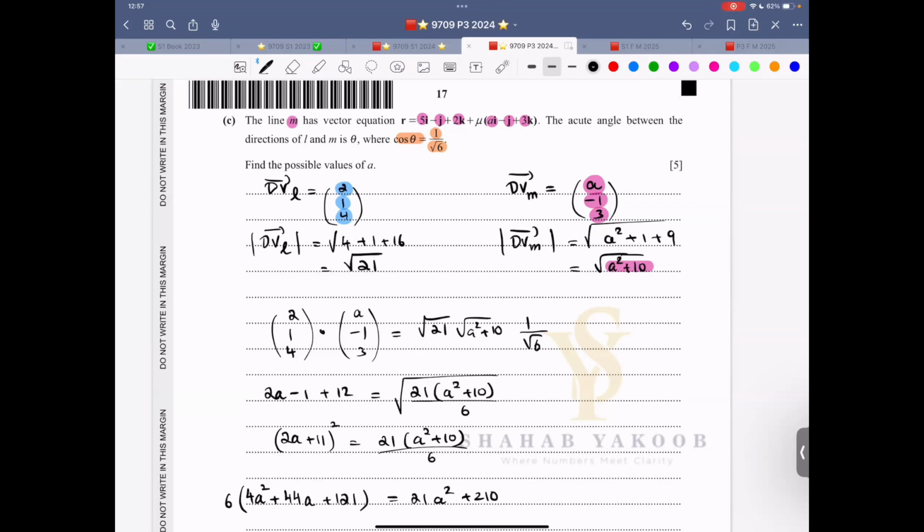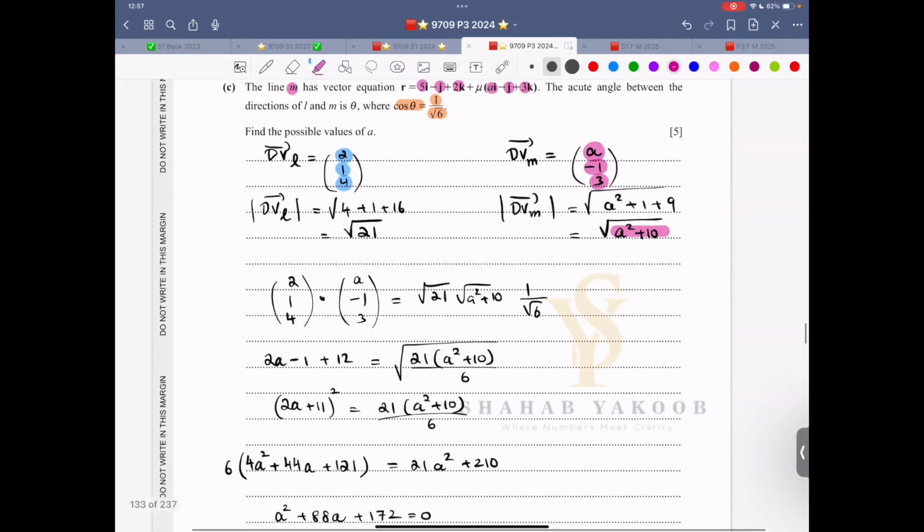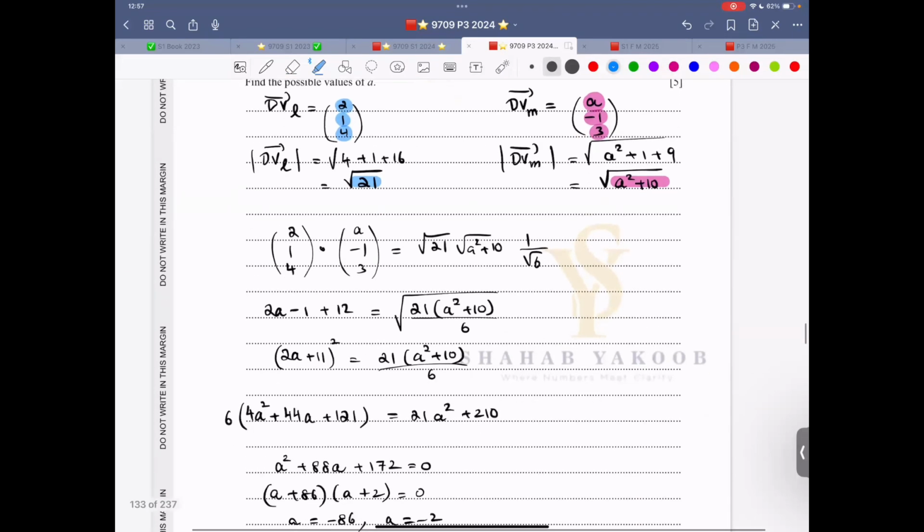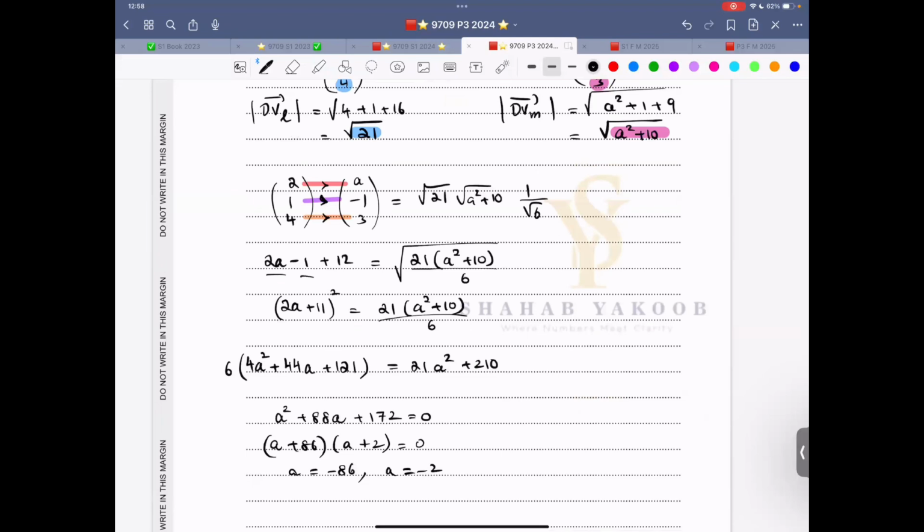And this is the square root of this thing, that is A squared plus 10. That is the square root right over here. And then the square root is the blue one. So now we multiply the I with the I, the J with the J, the K with the K. That is how you do the multiplication. That is the dot product. So this is 2A - 1 + 12, and there is a square root over here.